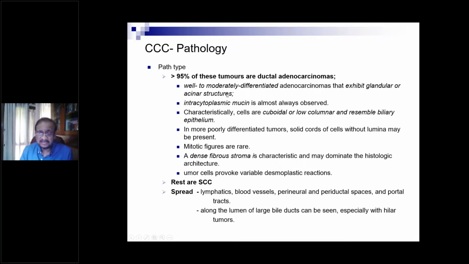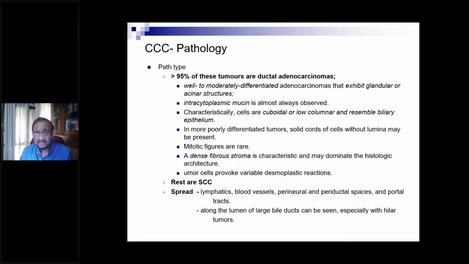Those structures can still be seen. That's why it is well to moderately differentiated. Intracytoplasmic mucin is always observed. You can see that intracytoplasmic mucin, that is intracellular mucin. Here the cells are cuboid or low columnar and resemble the biliary epithelium. That itself shows you that it's well to moderately differentiated.